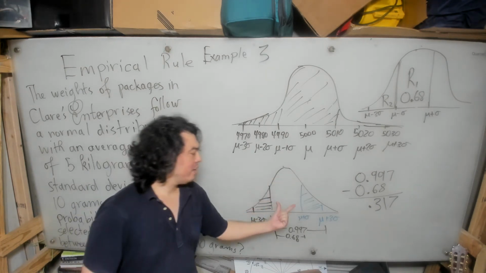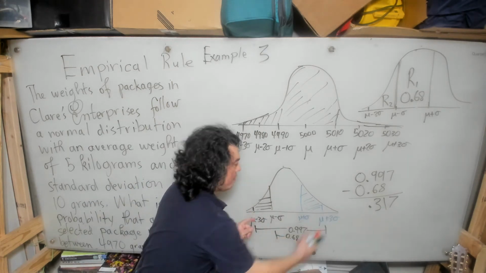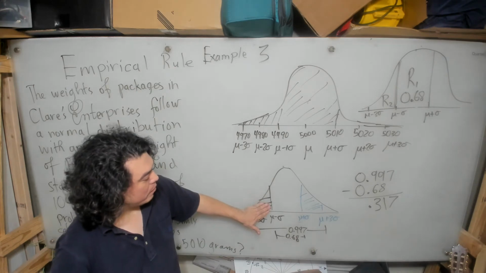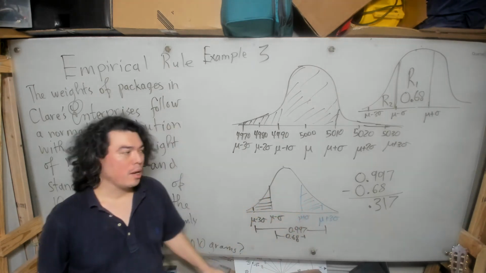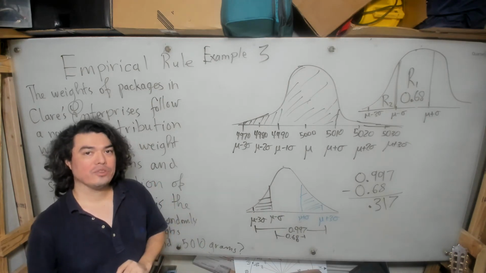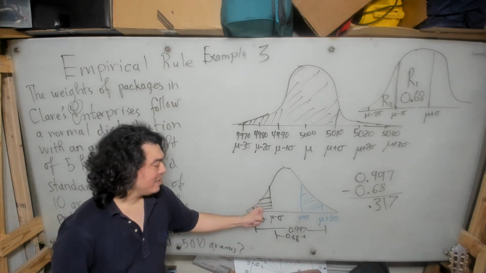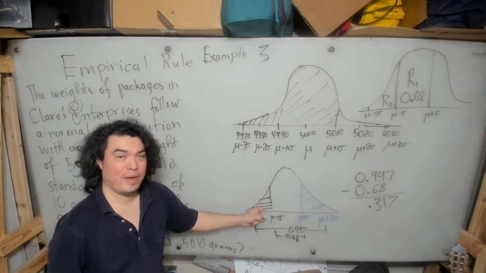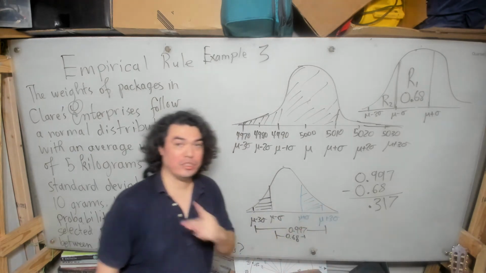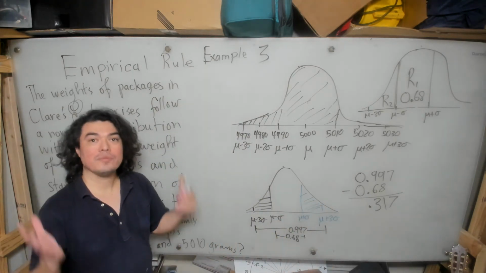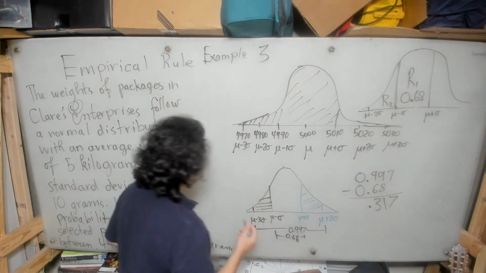So by subtracting this 0.68 area from the 0.997 area here, I get left with the area of this plus the area of this. But I don't want the blue part, right? But here's where the symmetry plays a role. This piece must have the same area as this piece. So I can divide this value by 2. Okay, and why is that the case? That's because it's symmetric. So now let's divide it by 2.